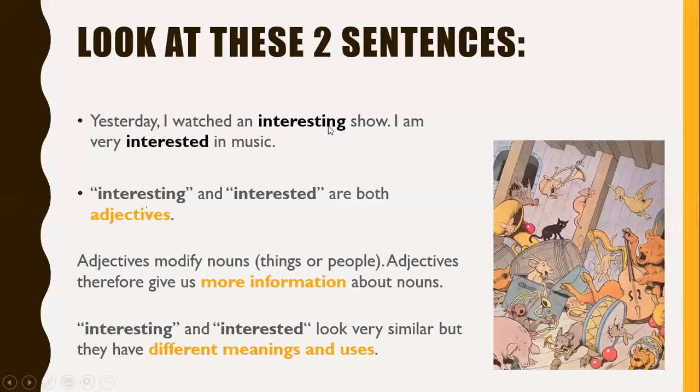Acuérdense, remember the verb interest. ¿Se acuerdan? La acción interest. Okay, now I say interesting. I watched an interesting show. I am very interested in music. Oh, look at the poor cat here. So this cat is not interested in the show.